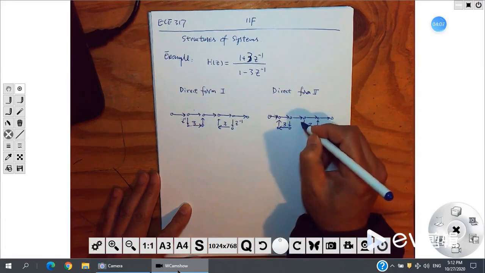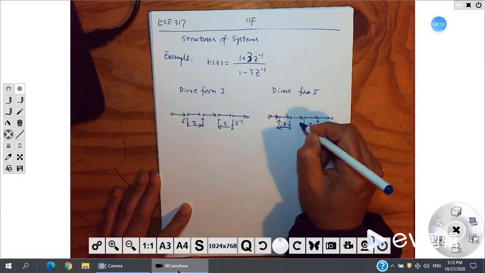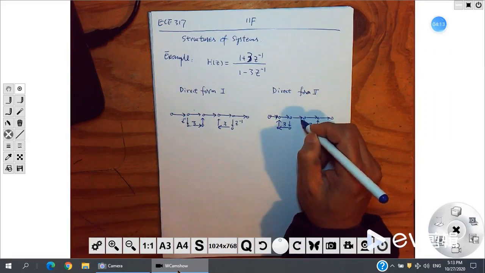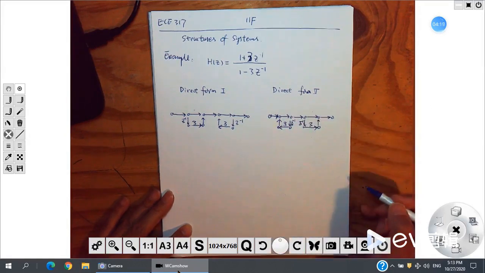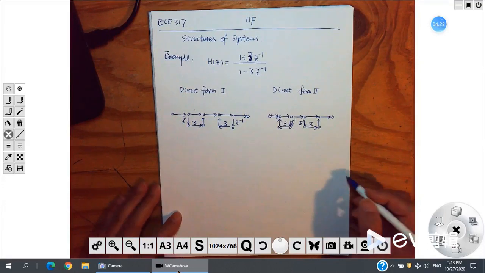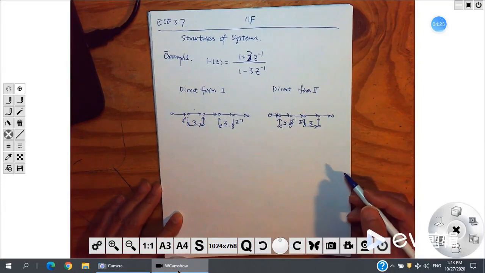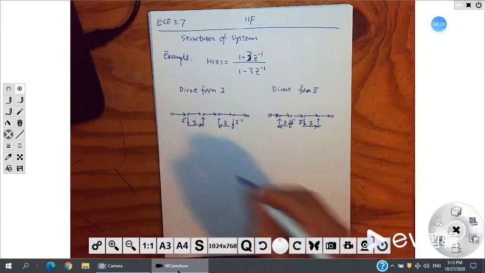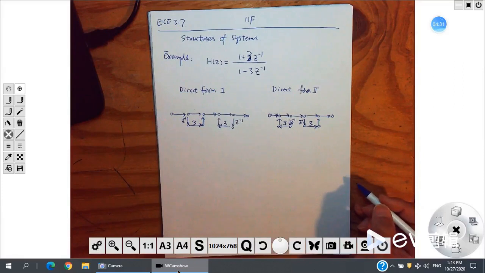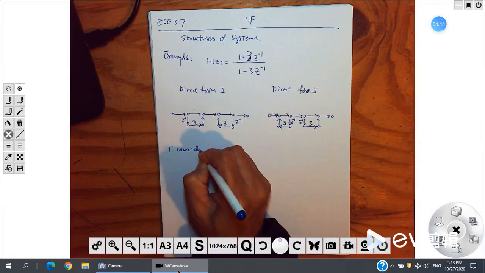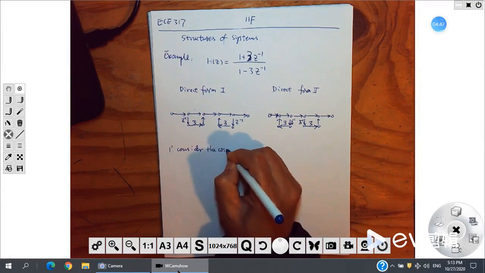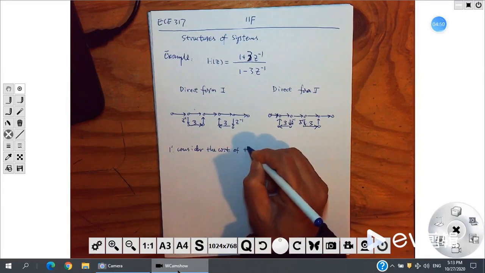In direct form 2, the delays will be in the middle. Alright. Then which kind of structure is better? We have several different considerations. The first one is about the cost of the system. First, consider the cost of the system.